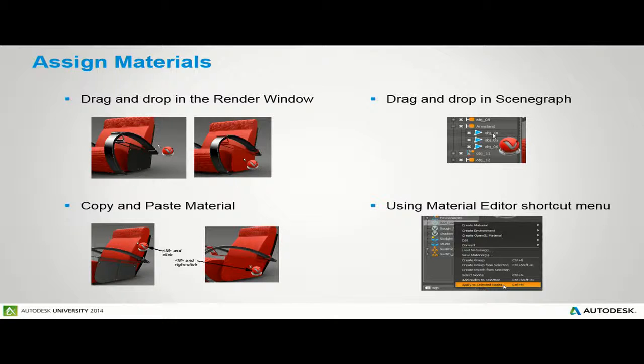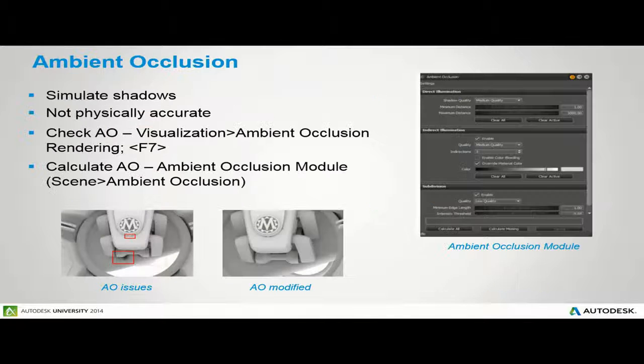You can also copy and paste material. For example, you have already applied a material, say on those chairs here. You can just pick that up, copy that material and paste it in the render window itself. But in that case, you have to use the M key on your keyboard. And there is also a material editor shortcut menu provided. You can use the shortcut menu and say apply to the selected nodes.